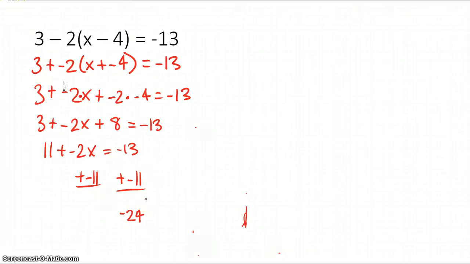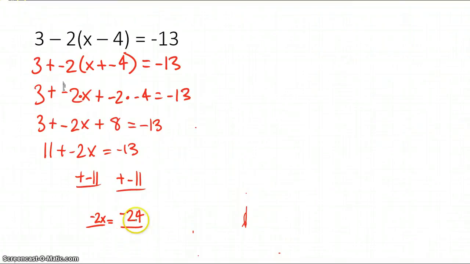Then, since positive 11 plus negative 11 equals 0, the only number you have left is negative 2x. So you're going to put that on the other side, like a fraction. Fractions are basically division, so that's basically what you're doing.